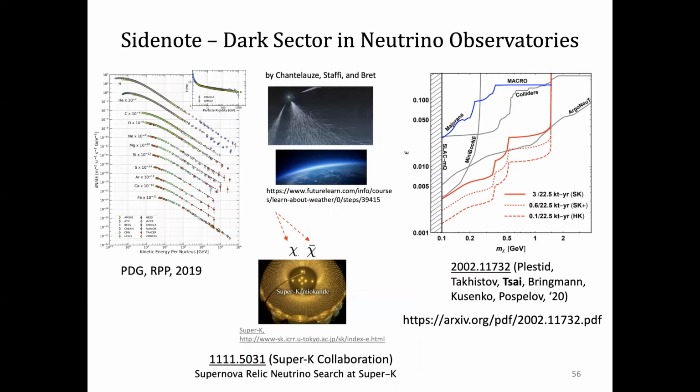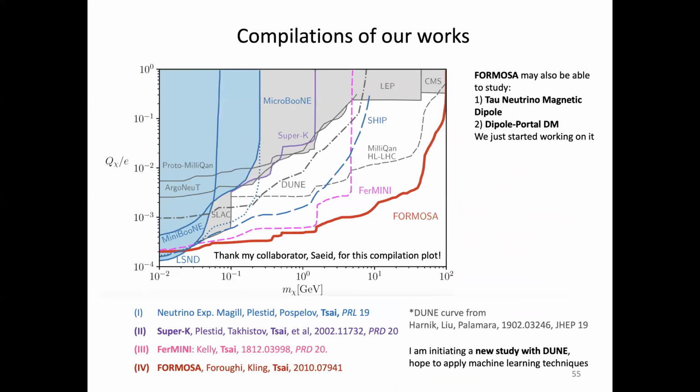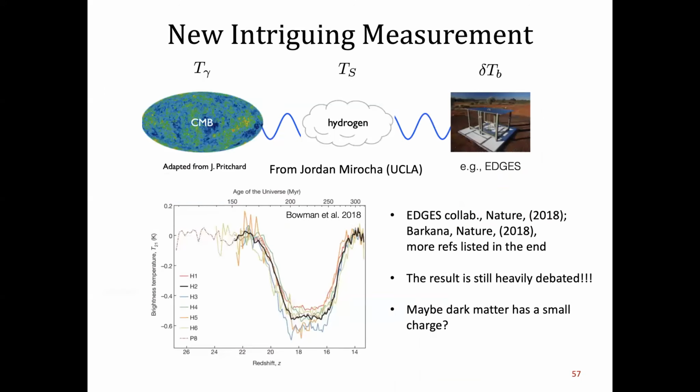Why is this parameter interesting? It's because this parameter is directly linked to the EDGES anomaly. So the EDGES anomaly, as I say in words, you have the CMB going through hydrogen, and the absorption is measured by EDGES. And for EDGES, there's still a huge debate about how reliable this result is. But I would say, again, look at this in reverse. This also, again, is one of the very few situations where you can actually understand dark matter interaction beyond gravity.